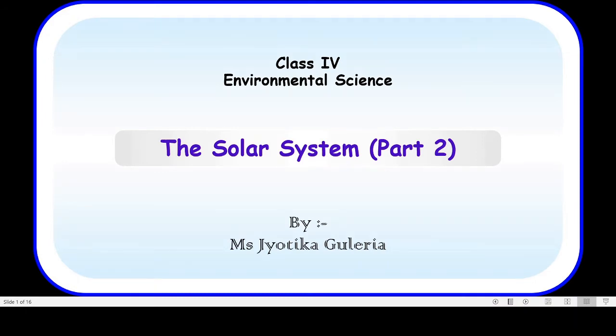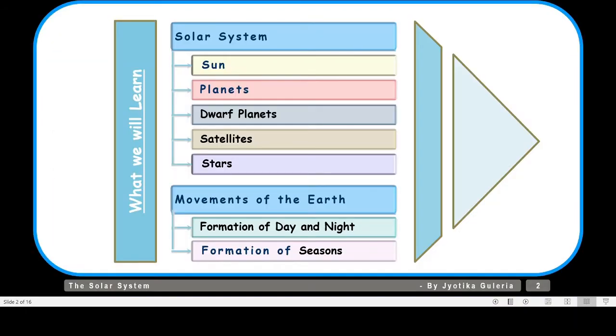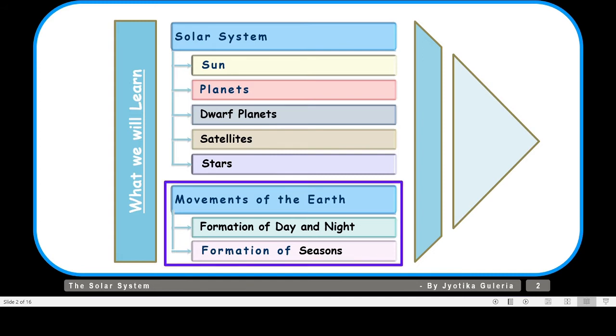So children, under this heading in part 1 we have already talked about the solar system, sun, planets, dwarf planets, satellites and stars. Today in this video session we'll talk about the movements of the earth, in which we'll study about the formation of day and night, and then we'll study how seasons are formed.